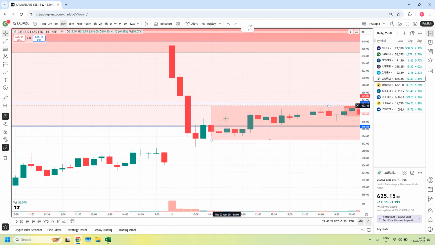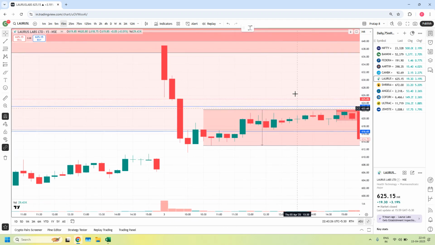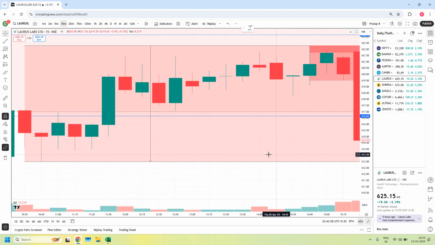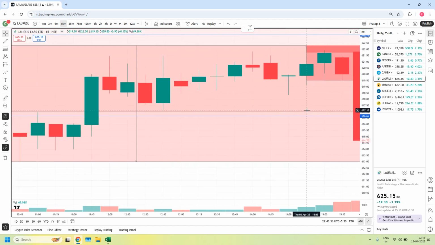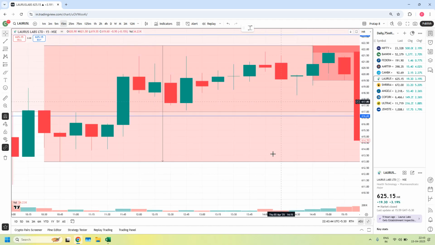But here we have one more 75 minutes high liquidity zone. This is the 75 minutes high liquidity zone. In this 75 minutes high liquidity zone, drop candle, 1, 2, 3, 4 base candles and a drop candle. So this is the 15-minute zone.